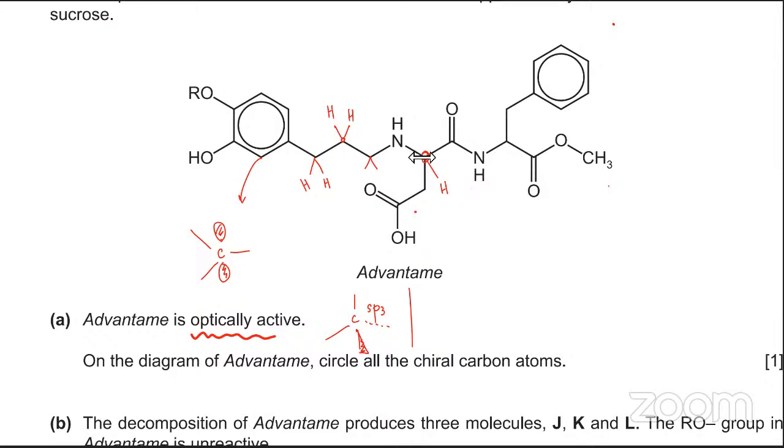So all 4 sides are different if you're standing on this carbon atom. I said this one is not chiral because it's 2 H's. This one is making a double bond. That's not chiral. This one is not chiral. It's making a double bond. So that's 1 chiral. What about this one?